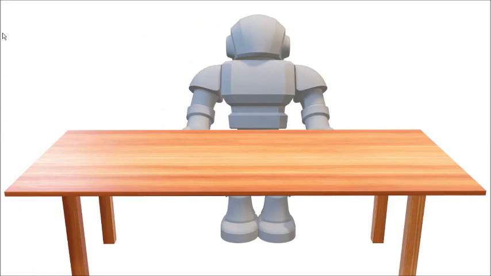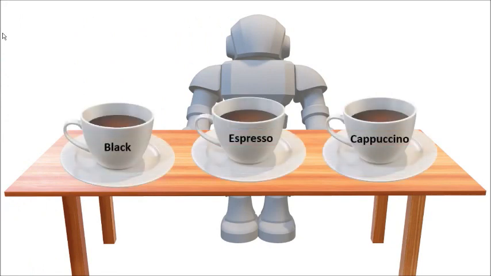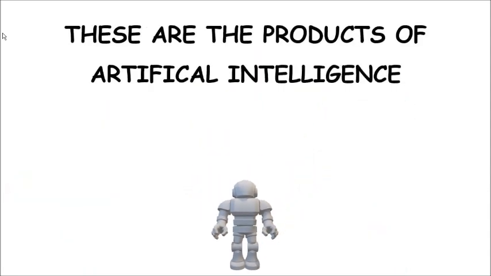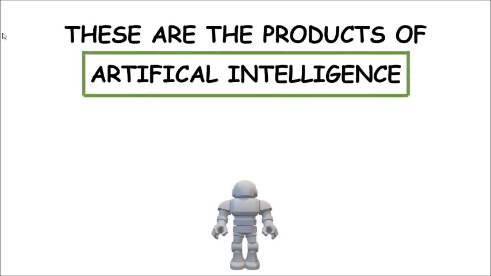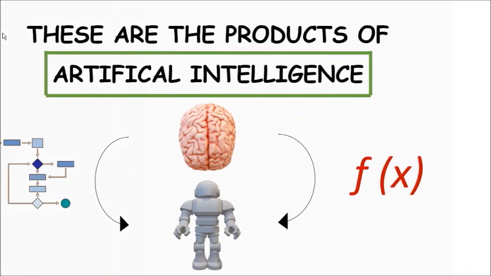Picture this, a machine that can organize your cupboard just as you like it, or serve every member of the house a customized cup of coffee to make your day easier. Doesn't it? These are the products of artificial intelligence. But why use the term artificial intelligence? Well, these machines are artificially incorporated with human-like intelligence to perform tasks as we do. This intelligence is built using complex algorithms and mathematical functions.